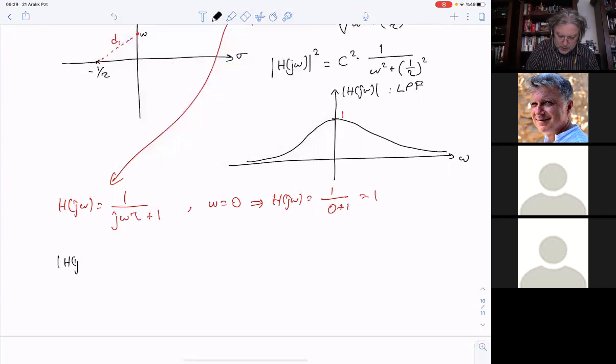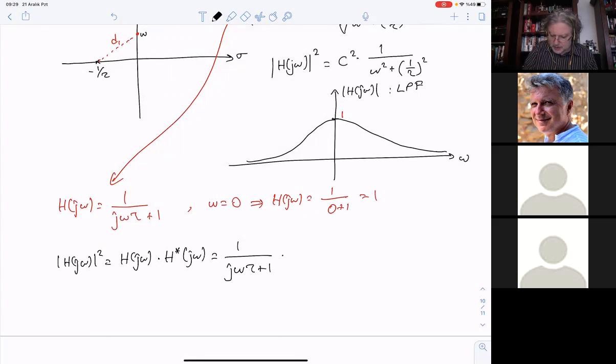And the magnitude of H of j omega squared is H of j omega times H conjugate of j omega, of course, which is equal to 1 over (j omega tau plus 1) times 1 over (minus j omega tau plus 1), which will give me 1 over (omega square tau square plus 1). So this is the magnitude square in its correct form.